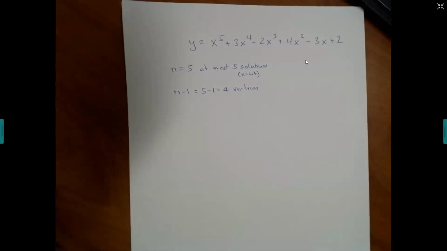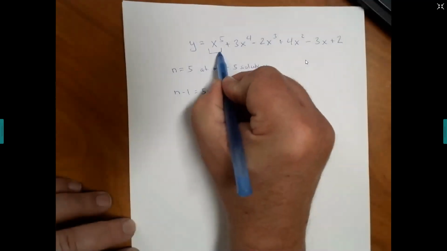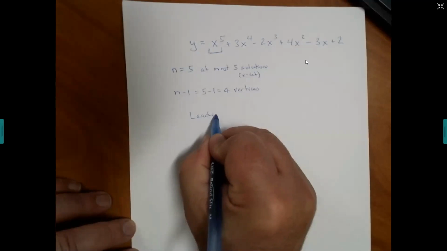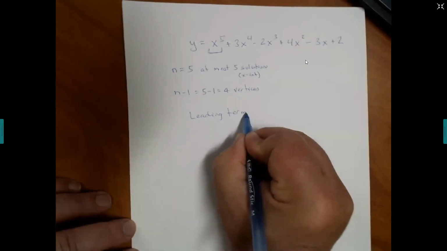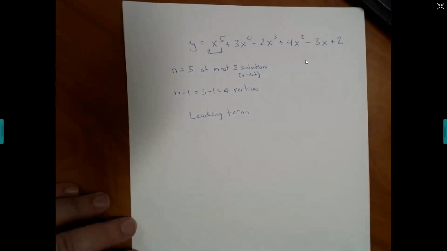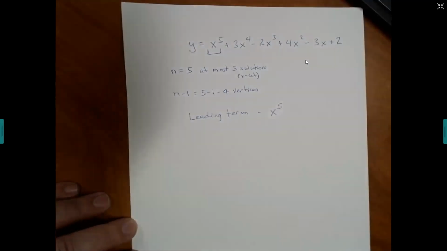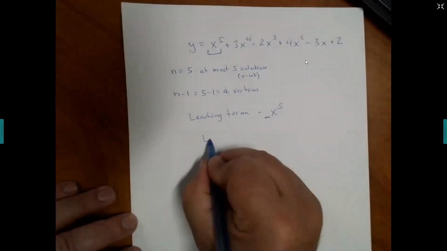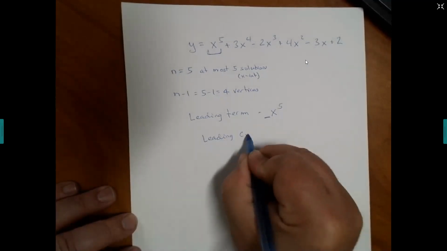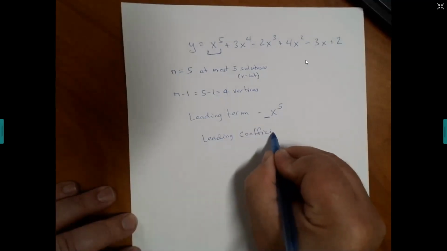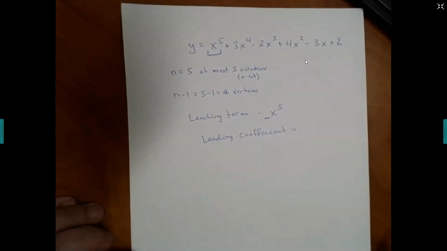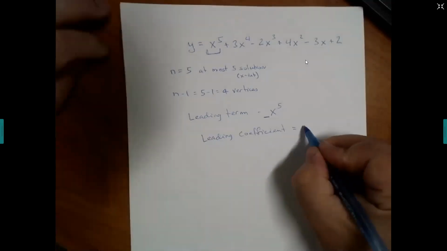Where do we get that information from? This first term is called the leading term. The leading term is x to the 5th. The coefficient of the leading term is called the leading coefficient. In our case, what is our leading coefficient? 1.